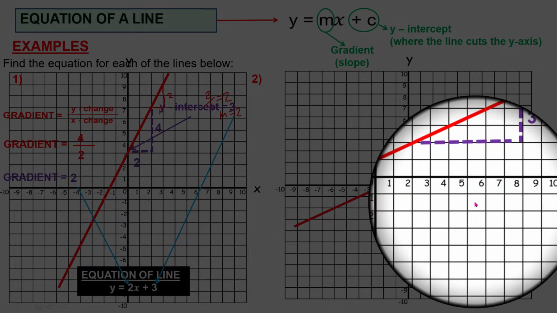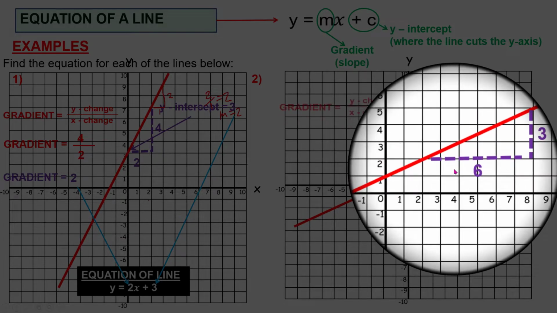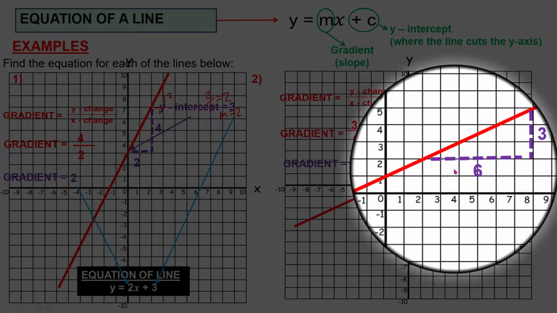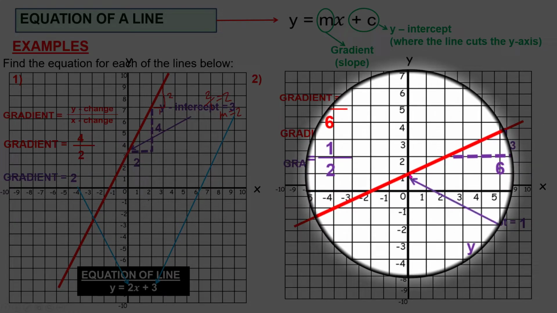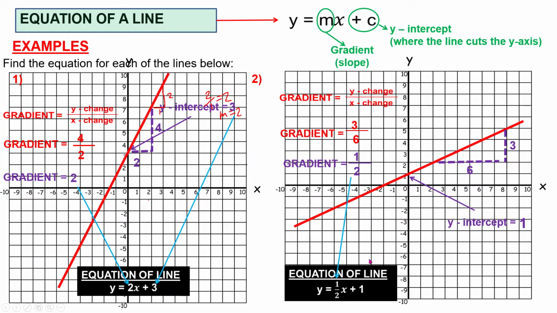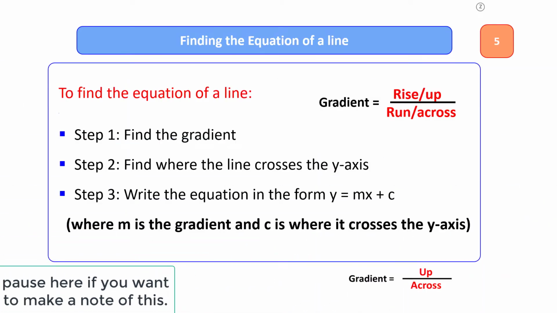3 up and 6 squares across, so that's 3 divided by 6, which is a half. So the gradient is a half. And the y-intercept where it crosses the y-axis is 1. So we know the equation of this line is y equals a half x plus 1. The gradient next to the x, the intercept, the number on its own. It's so easy to do once you can find the gradient of a line. These are the key notes to be able to answer any of these types of questions.